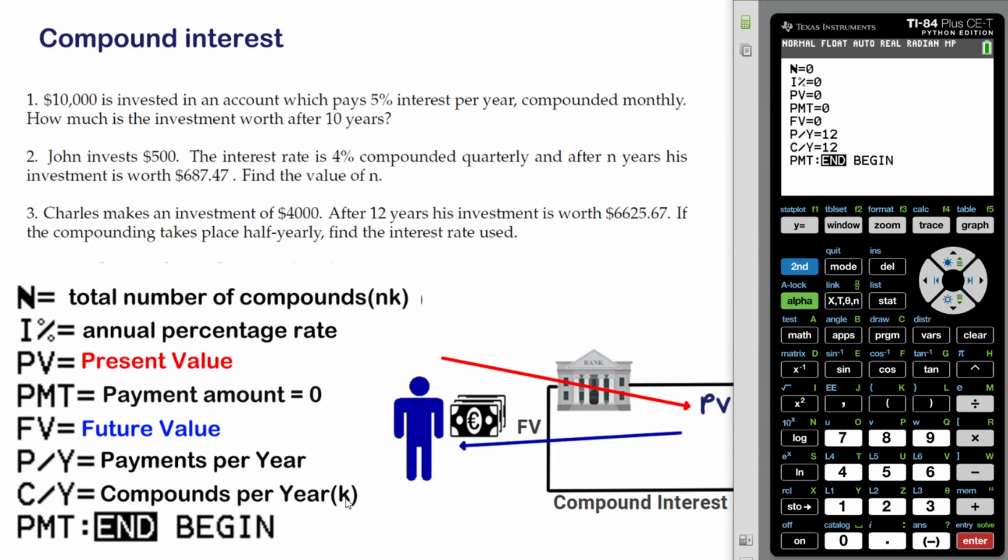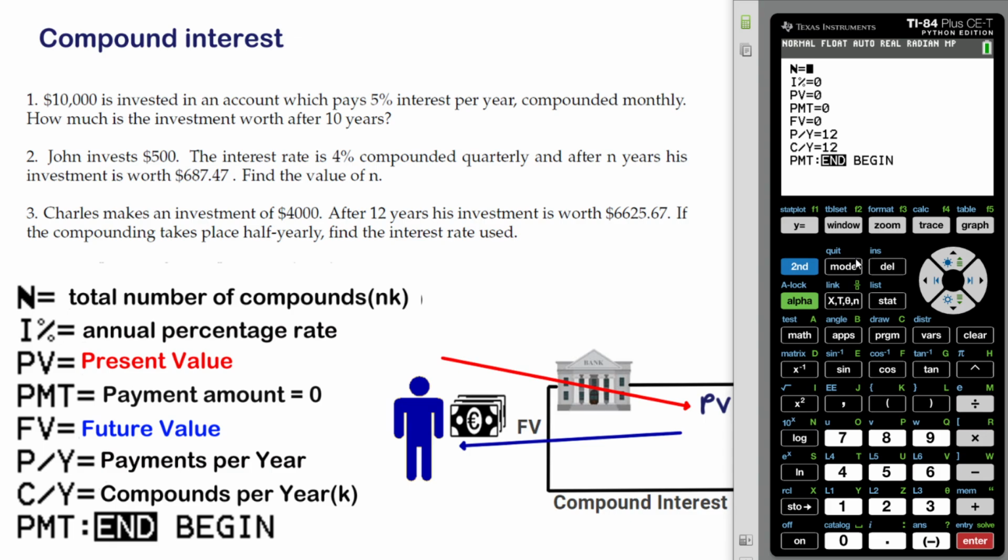Now, we're going to use K for the number of compounds per year. And then, of course, the big N is going to be N times K, where N is the number of years. Because if you do the number of years times the number of compounds per year, it's going to give you the total number of compounds.